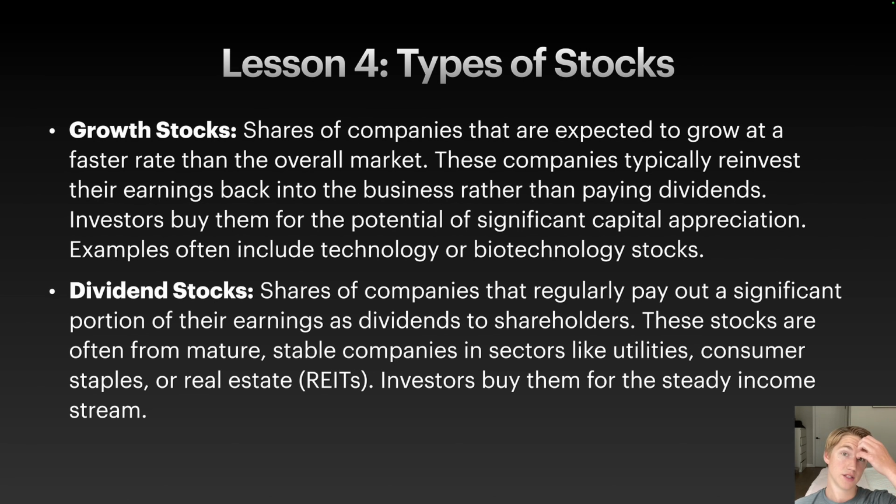Lesson 4. There's going to be types of stocks. Number 1 is growth stocks. Shares of companies that are expected to grow at a faster rate than the overall market. These companies typically reinvest their earnings back into their business rather than paying dividends. Investors buy them for potential of significant capital appreciation. Examples often include tech or biotech. So growth stocks are just companies that are expected to grow at a very fast rate, 50 to 100% plus year-over-year revenue and year-over-year earnings.